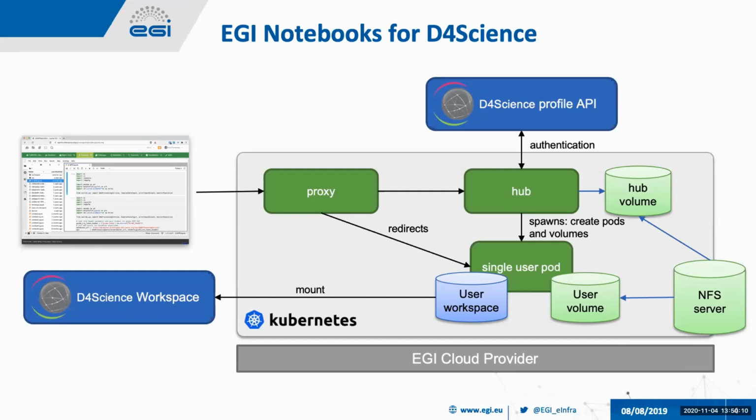So basically the hub, so the authentication for the users, is connected with the D4Science profile API specific for them. And then each user pod, so it's a notebook that is created for each user, is connected directly with the user workspace. It is a D4Science feature, a workspace that is available for each user. Then I will give you more details about this.